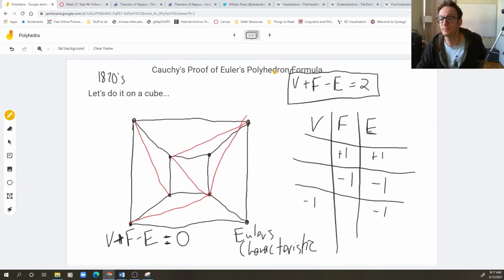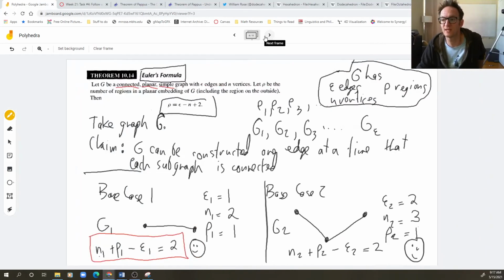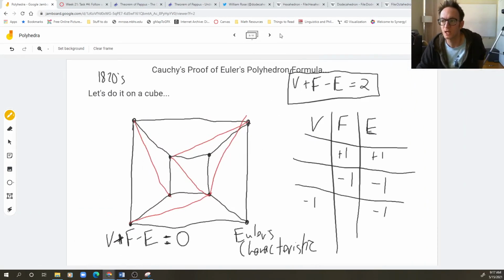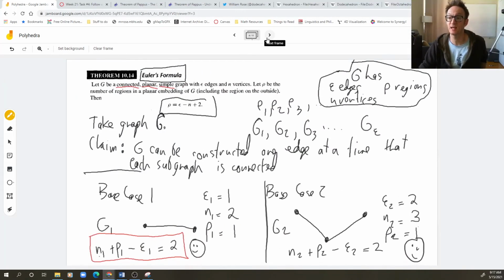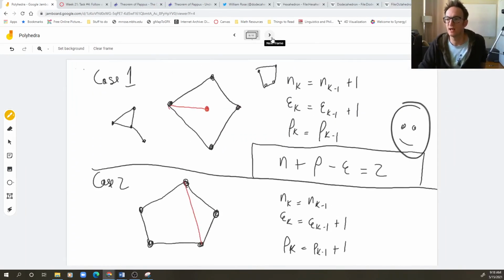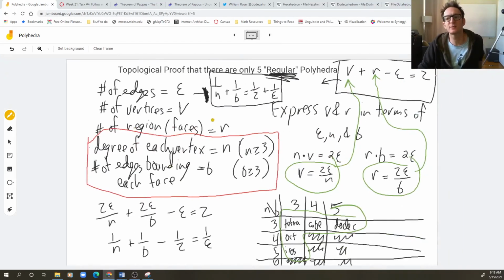We did this proof that maybe you understood and maybe you didn't of one of the old proofs of Euler's polyhedron formula. And then we proved, I thought decently, but maybe not perfectly, this theorem, Euler's formula, but as applied to simple planar connected graphs.